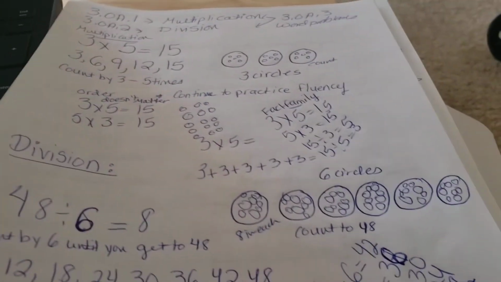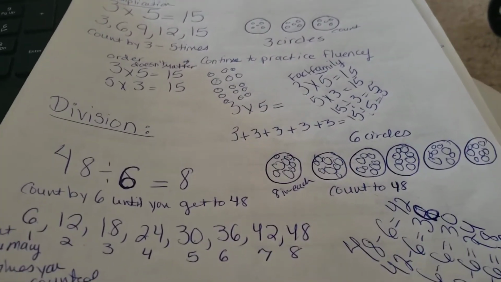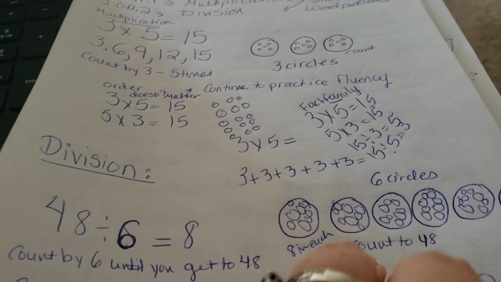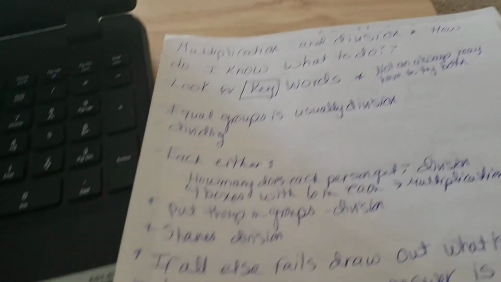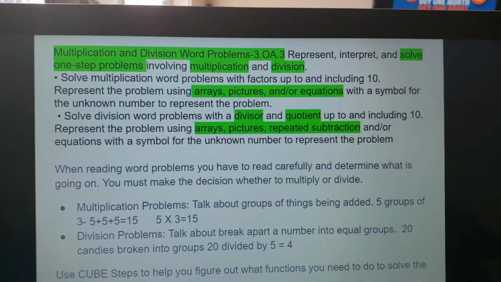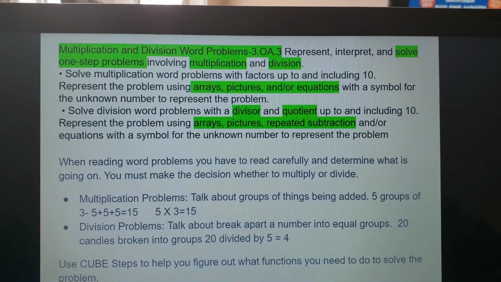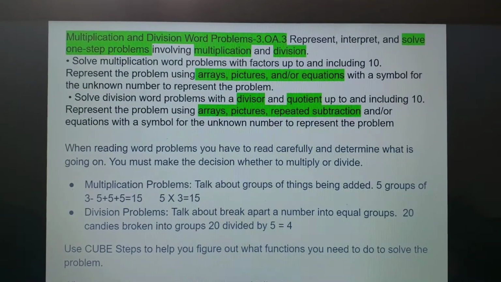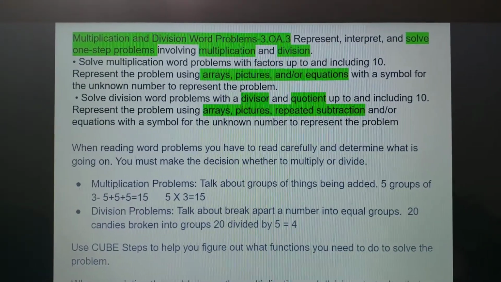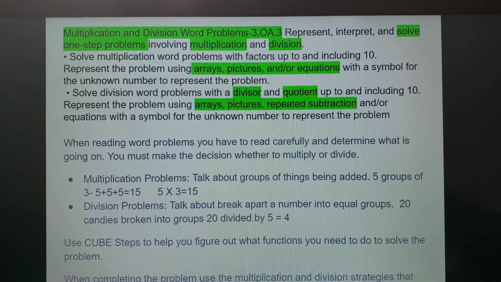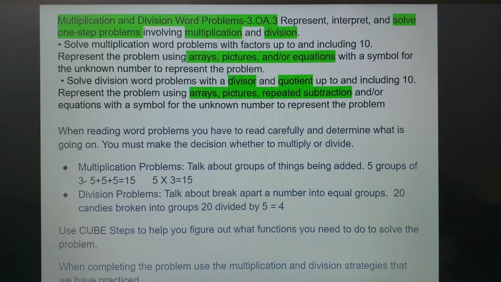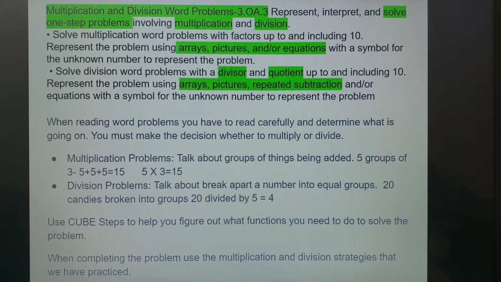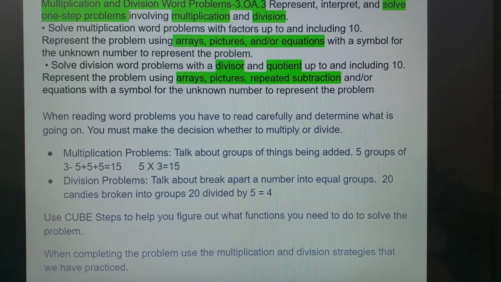Those are all the different ways that you can multiply and divide. The next thing that goes with multiplication and division is multiplication and division word problems. This is basically where they take their skills in multiplying and dividing and figure out whether they're supposed to multiply or divide in a word problem setting. Multiplication word problems usually talk about making groups of things, 5 groups of something. Division problems typically talk about breaking a number apart, breaking things into equal groups.